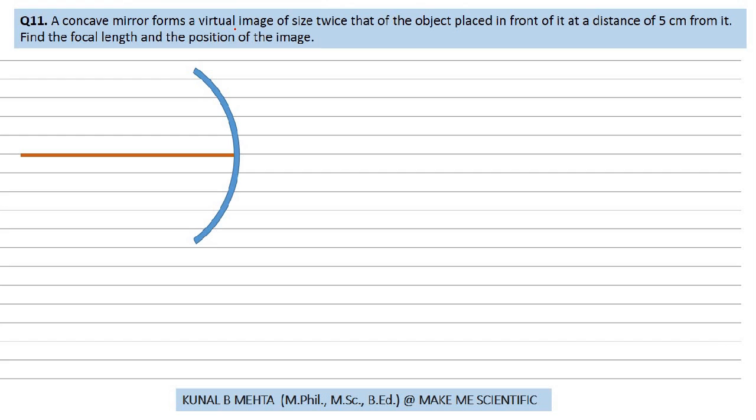Question number 11 says that there is a virtual image formed whose height is double the size of the object. Object distance is also given to us, and in case of a concave mirror it is only possible if the object is between F and P. So if I keep an object of height HO, the image will be formed behind the mirror, virtual and direct, and its height is double the height of the object. Now both the heights are positive, so of course the magnification would be positive in this case.